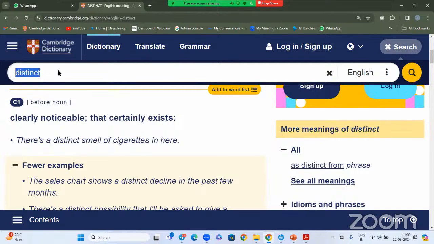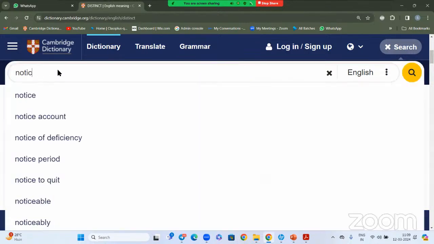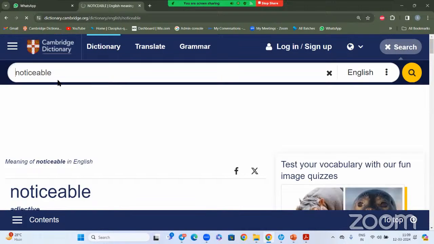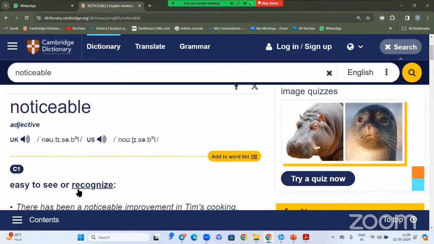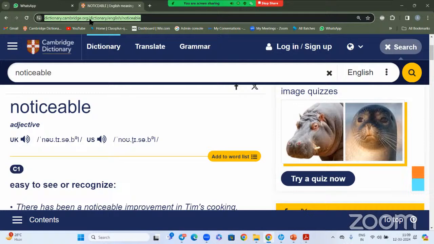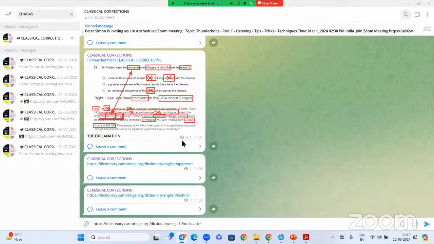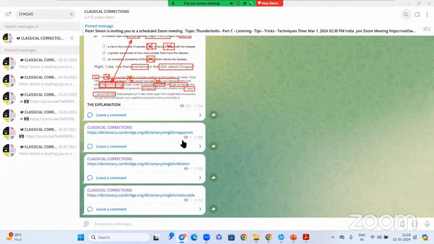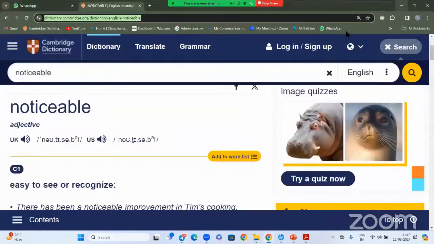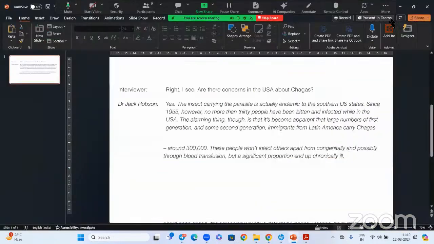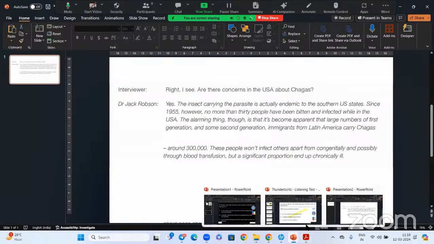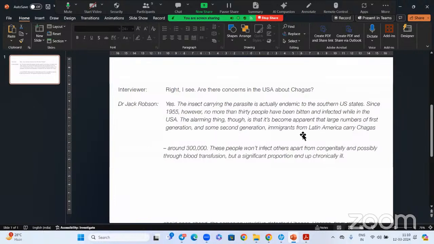Noticeable. One more vocabulary: easy to see or recognize. This is also another word. These are synonyms. Learn the synonyms. See, three words I gave: apparent, distinct, noticeable. If you know these words, it will be very easy for you. Otherwise, it will be a little tougher.